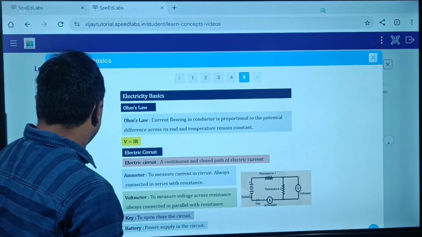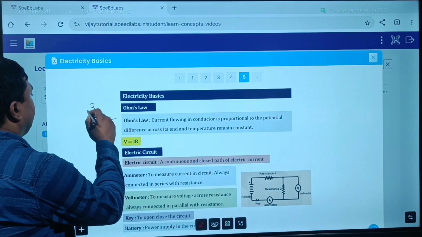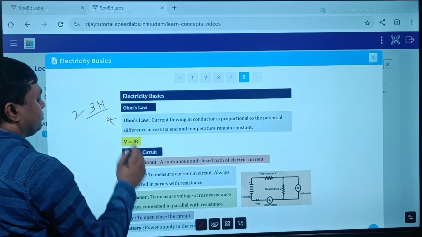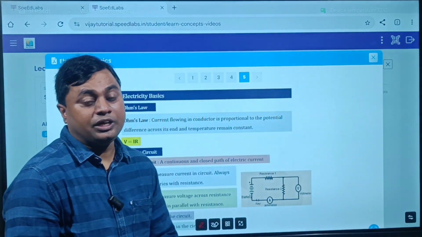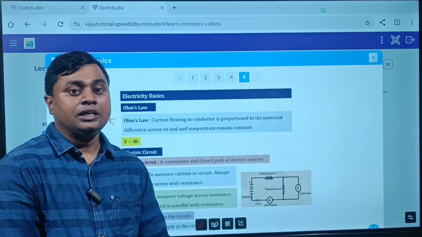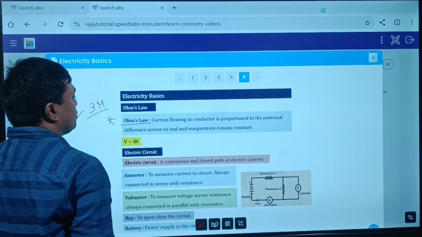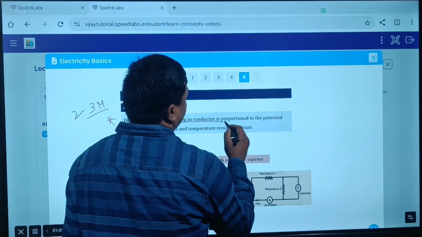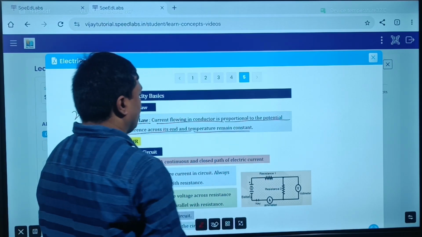Let's talk about Ohm's law, children. Very important. This question is generally asked for 2 marks to 3 marks. Ohm's law states that at constant temperature, the potential difference across the ends of the wire is directly proportional to the current passing through it. Or we can say, the current flowing in the conductor is proportional to the potential difference across its ends, and temperature remains constant.